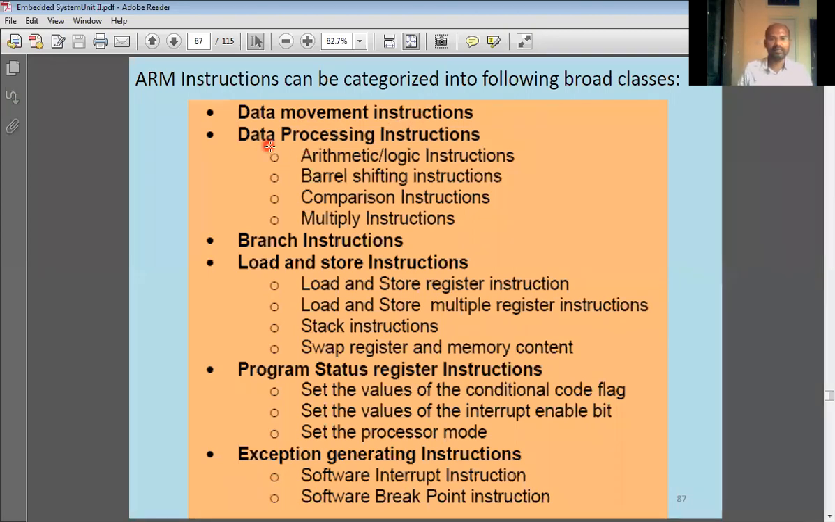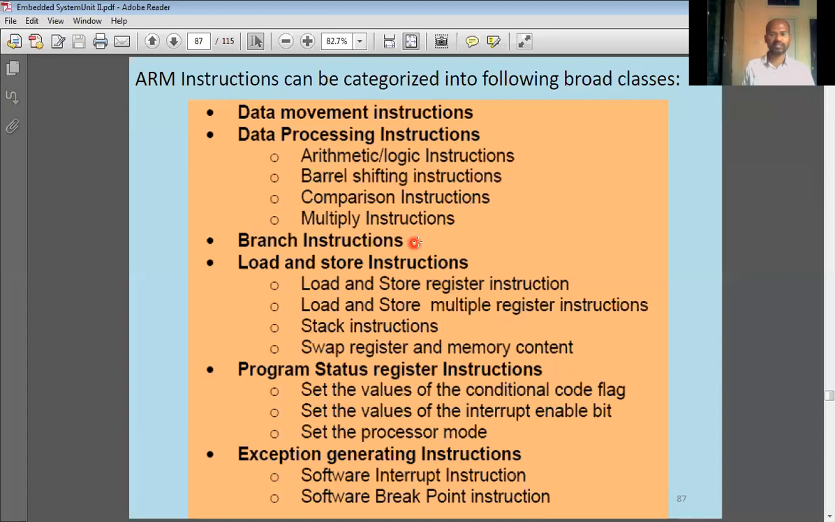The second type is data processing instructions. Data processing instructions means we have some data, and we want to add them, subtract them, compare the data, multiply the data, or perform an AND operation between two data. These are all data processing instructions. These data processing instructions are further classified into these four types: arithmetic logic instructions, barrel shifting instructions, comparison instructions, and multiply instructions. These are the four subcategories under the category called data processing instructions.